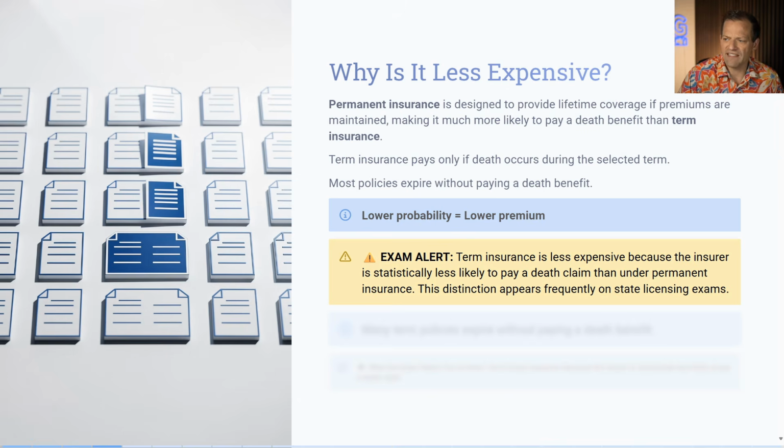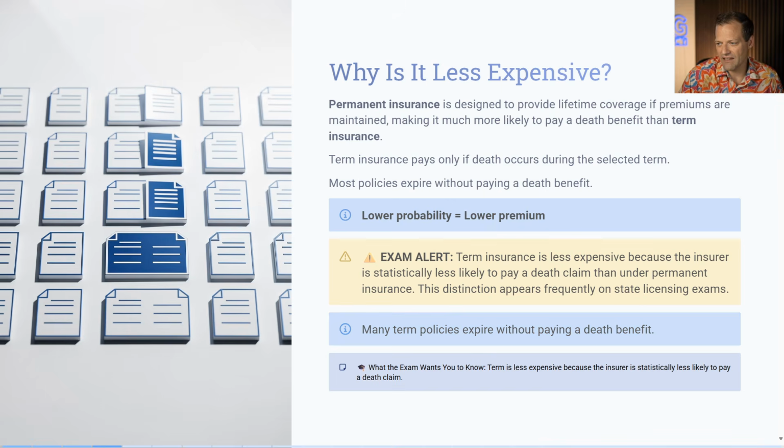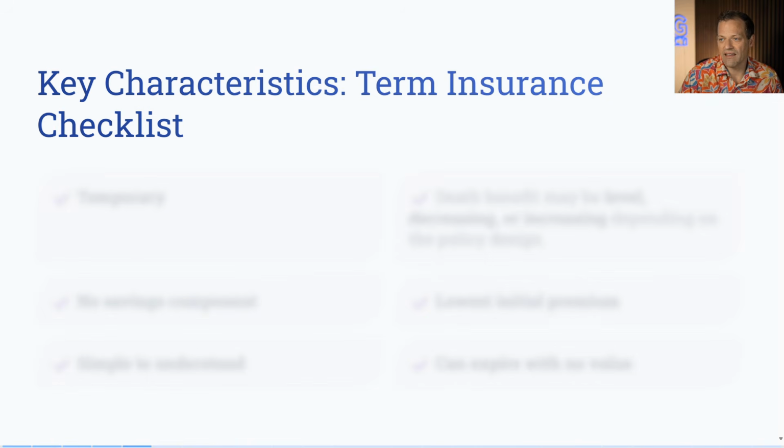And understand for the exam, term insurance is less expensive because the insurer is statistically less likely to pay a death claim than under permanent insurance. This distinction appears a lot on the exams. And again, most expire without paying a death benefit, and term is less expensive because the insurer statistically is less likely to pay a death claim.